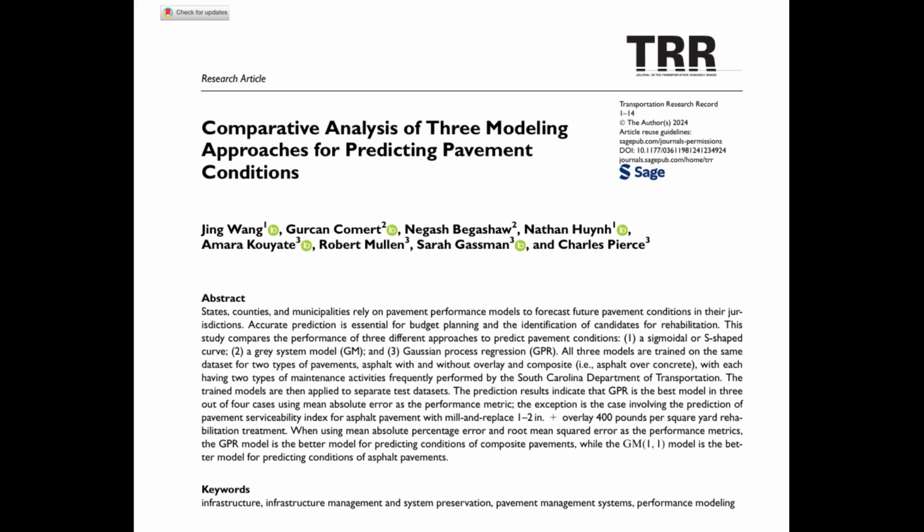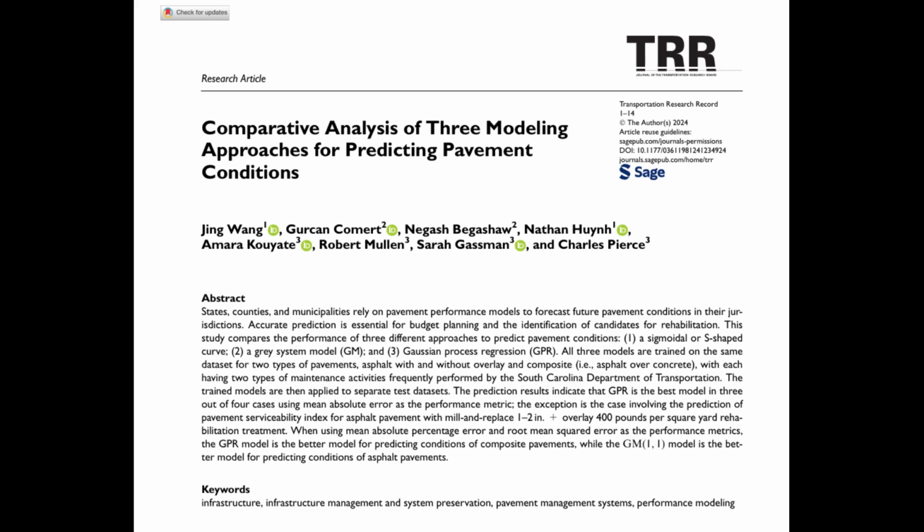Exactly. But here's the tricky part, isn't it? How do we actually get a reliable forecast for our roads, especially if we don't have decades and decades of data piled up? That's the core challenge, and that leads us straight into the research we're looking at today. Right, a fascinating piece of research, actually. They took 3 different methods for predicting pavement conditions and basically put them in a head-to-head comparison.